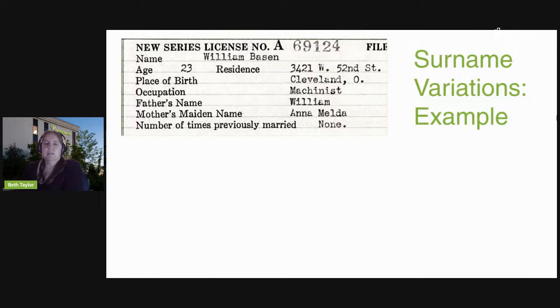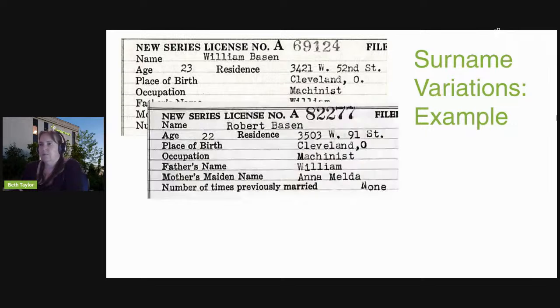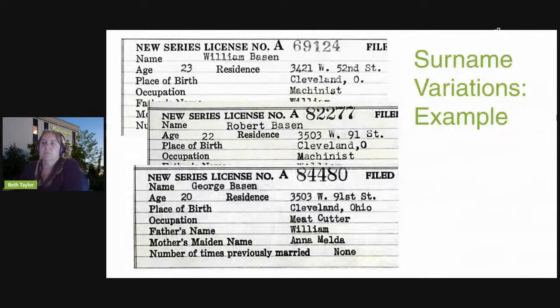Also look for variations with the surname. This is an example I found where I have 3 marriage records for 3 brothers named William, Robert, and George Basin, who all married in Cleveland in the early 1940s. So same surname, same parents, they are clearly brothers.